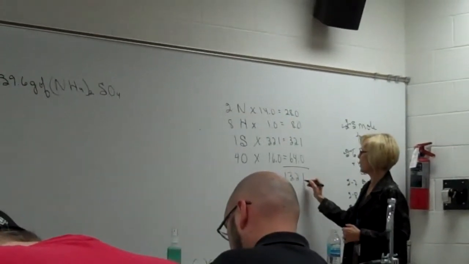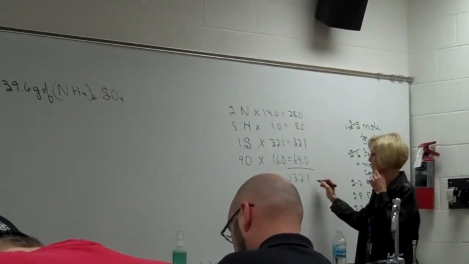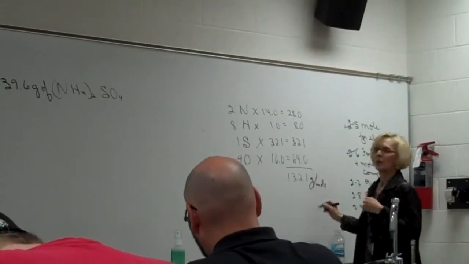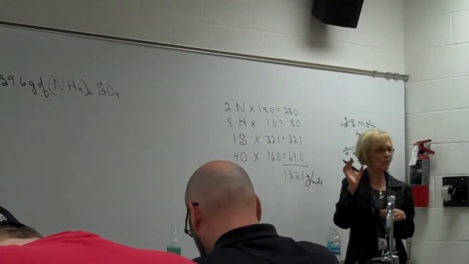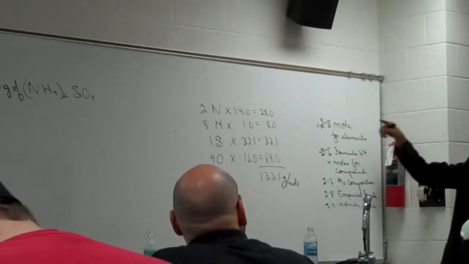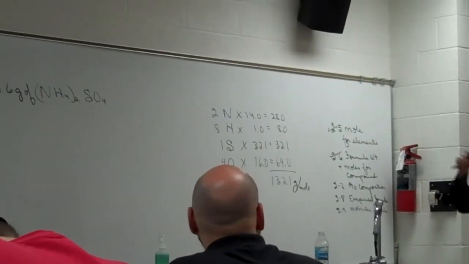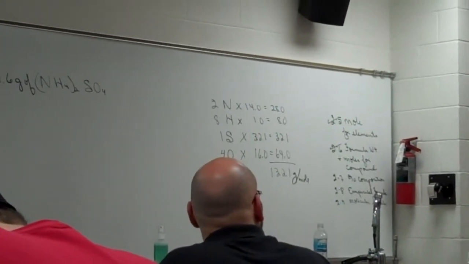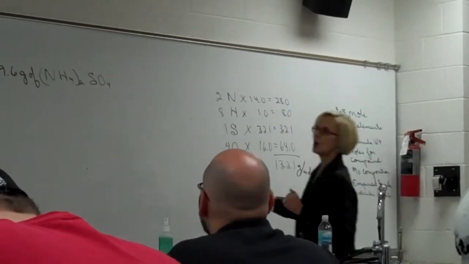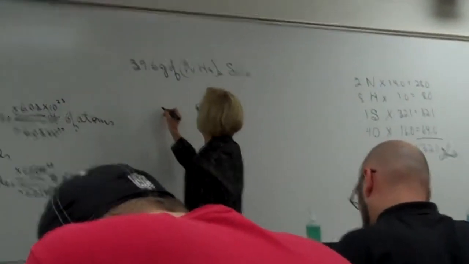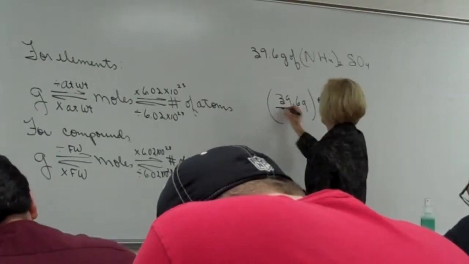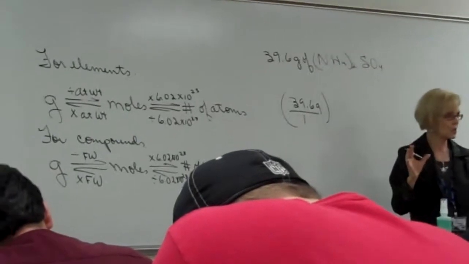132.1. And what are your units? Grams per mole. Okay, you've got to get a formula weight first. I don't know how many times I've seen my best students go through a whole problem like this really well. They screw up on the formula weight, and you're going to miss it, no matter how much other stuff you know. Okay, so let's take it first to moles. 39.6 grams. And that's what's going to dictate our 6.